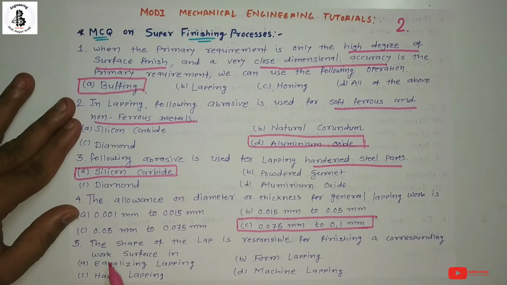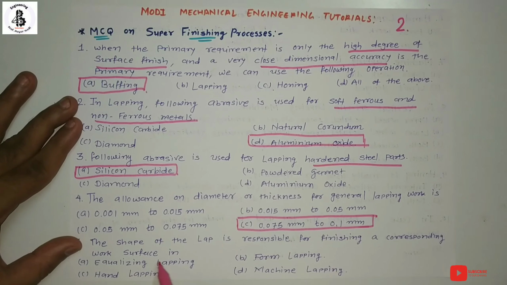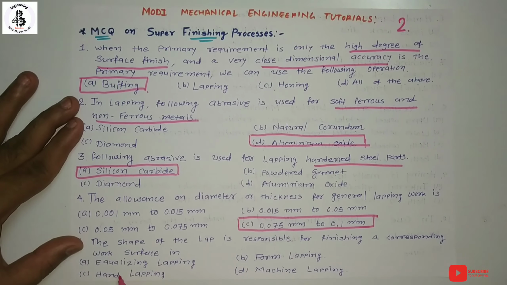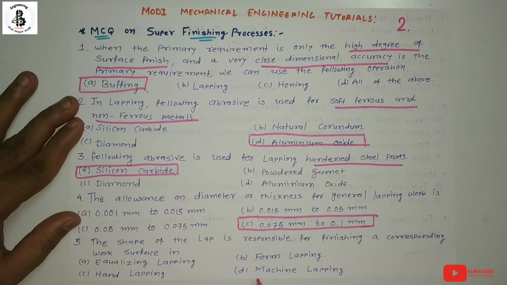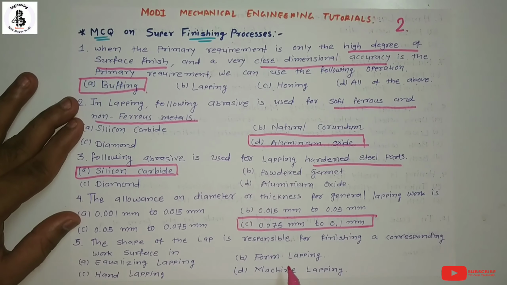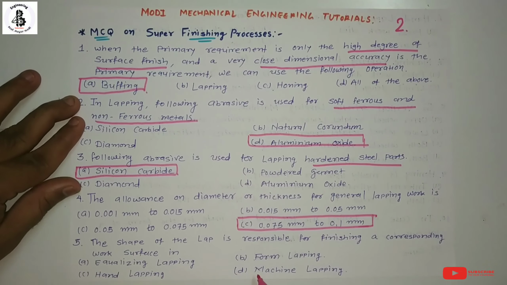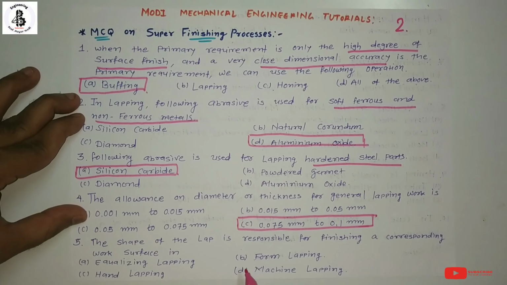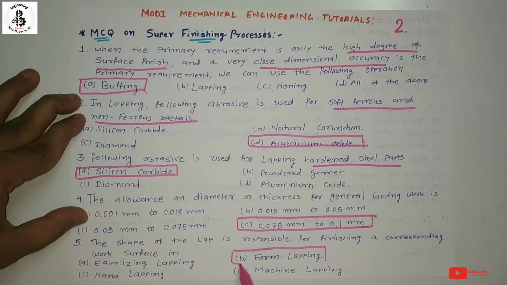Then next question. The shape of the lap is responsible for finishing a corresponding work surface in option A, equalizing lapping, option B, form lapping, option C, hand lapping, and option D, machine lapping. So generally the shape of the lap is responsible for finishing the corresponding surface, basically by form lapping. You can use form lapping and get any kind of shape. So option B, form lapping.